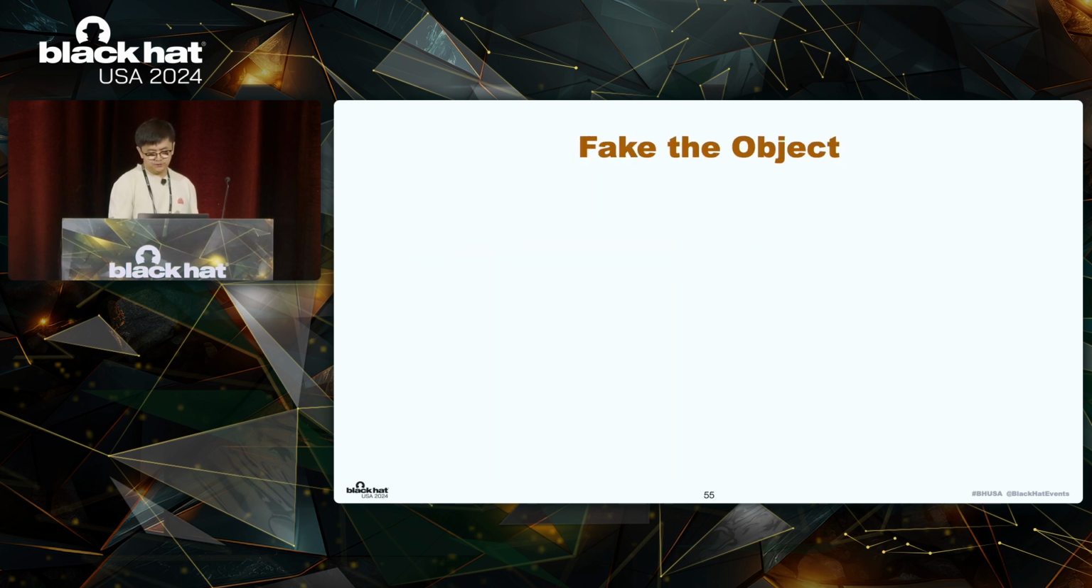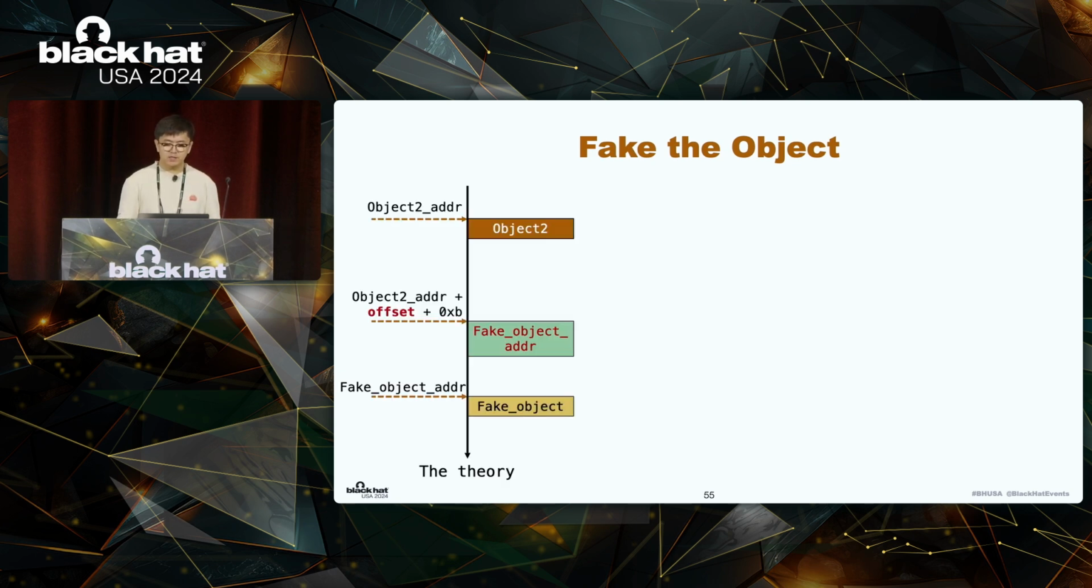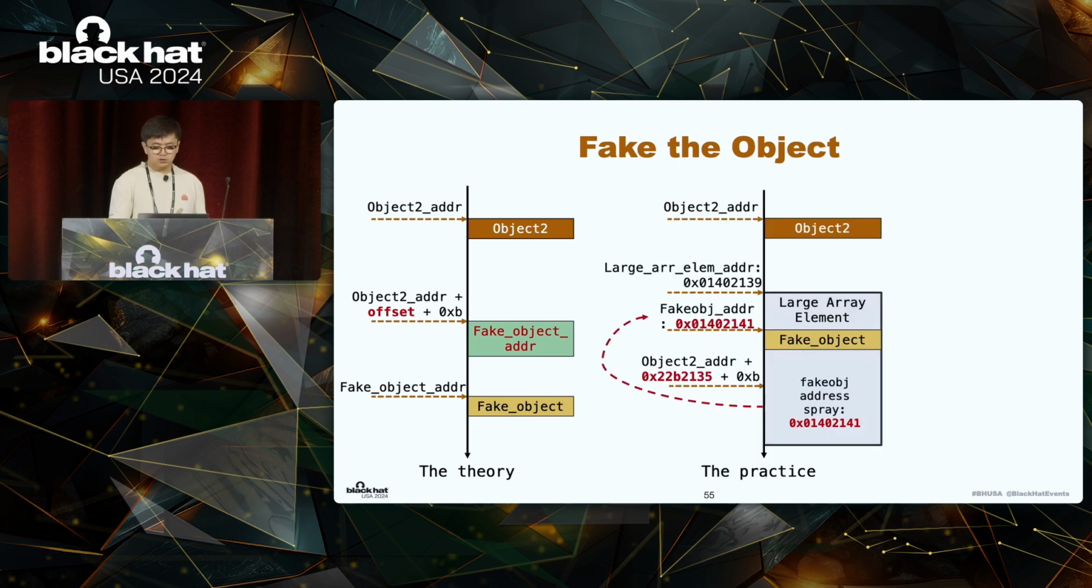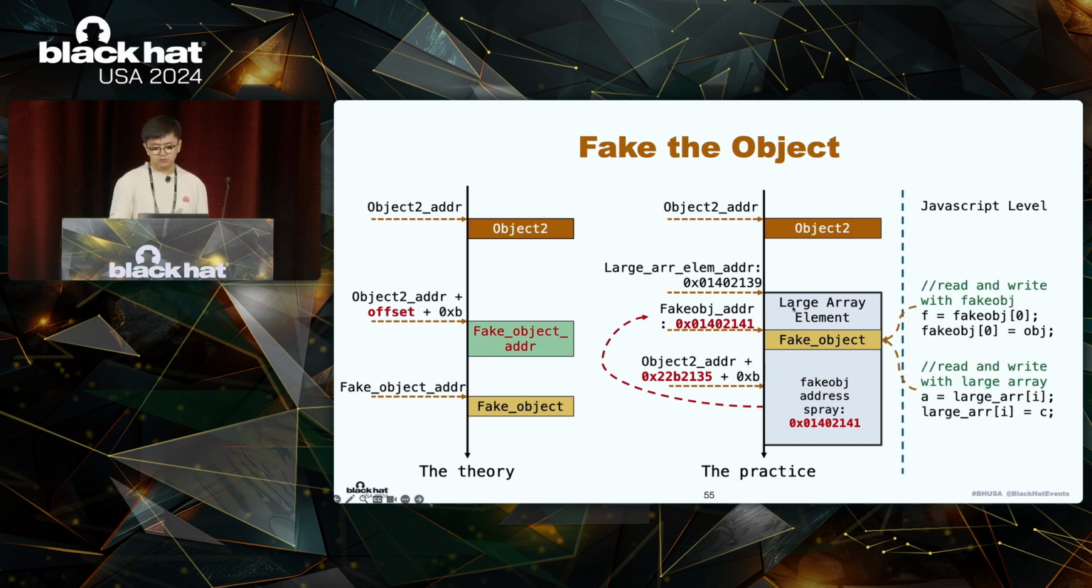Then let's see how we fake the object by using features of the V8 heap allocation and manipulating the V8 heap with a large array element. The left side is the theory we mentioned before. The right side is our practice. You can see the object 2 address plus the computed offset will point to the fake object address spray area. And finally, we can use a large array element to create a fake object. At the JavaScript level, there are two objects, a large array and a fake object, both pointing to the same memory region, causing a useful type confusion scenario.